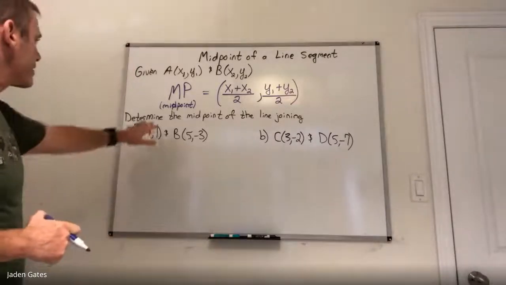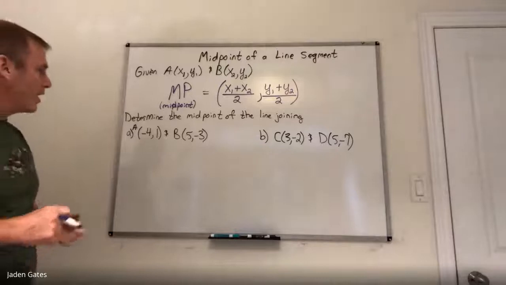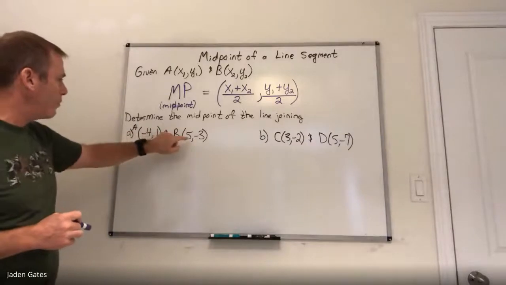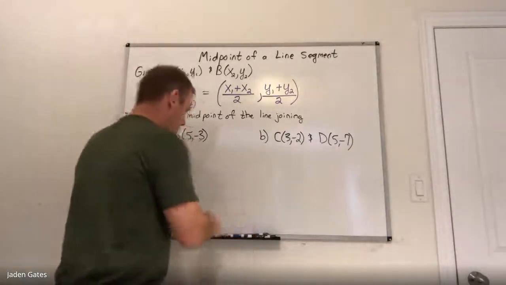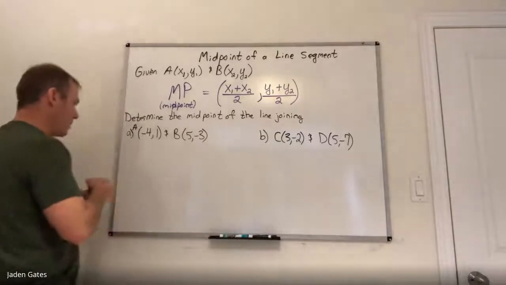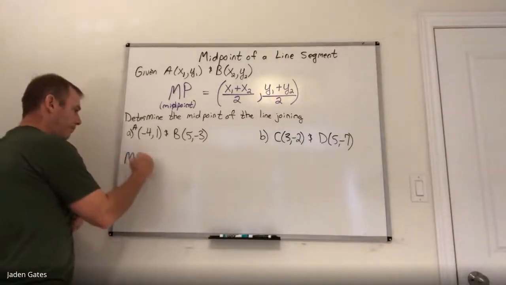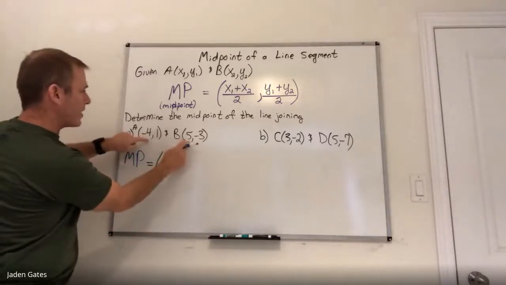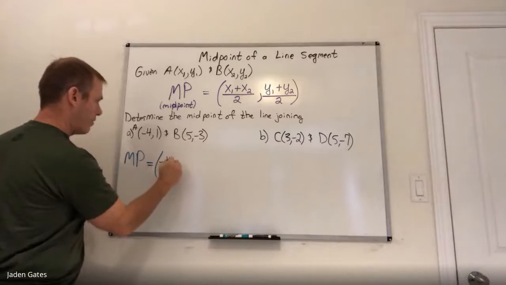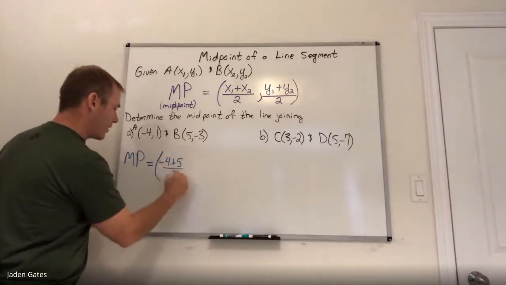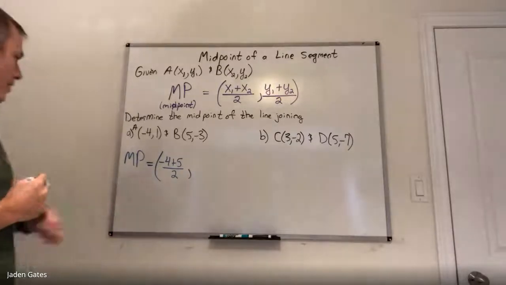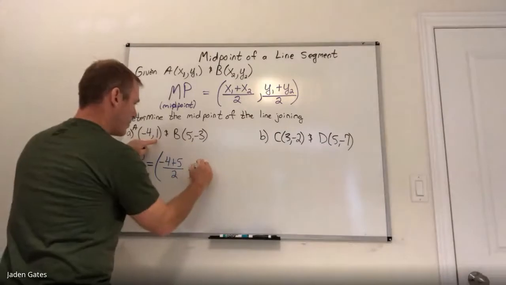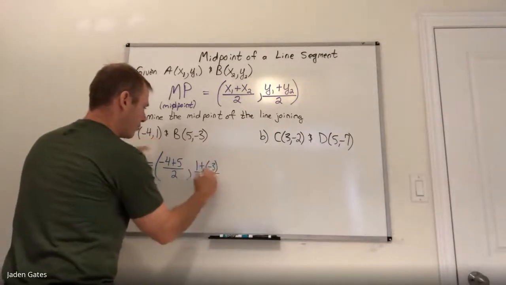So for an example, if I want to determine the midpoint of the line joining point A here, (-4, 1), and B, which is (5, -3). Well, again, I'm going to find the average of these 2 points, and so my midpoint, well, the first thing I'm going to do is take our x coordinates and add them together. So I have -4 plus 5, and I divide by 2. All right, and that'll give me my x coordinate. So then my y's, I take 1 plus -3 and divide by 2.